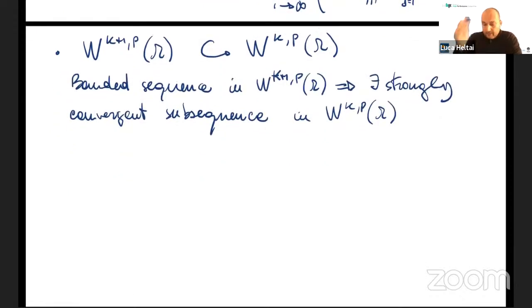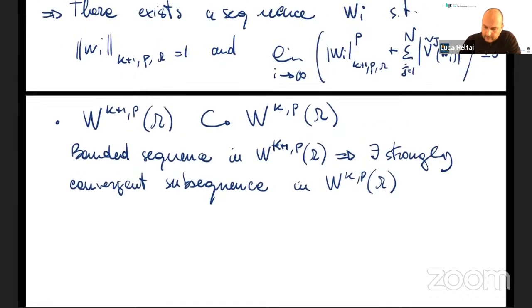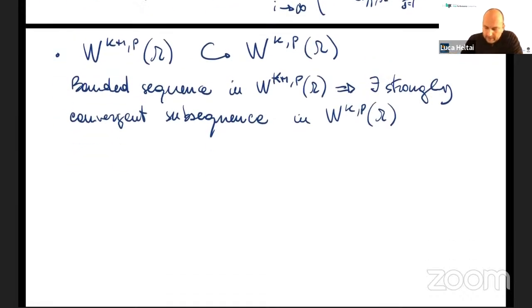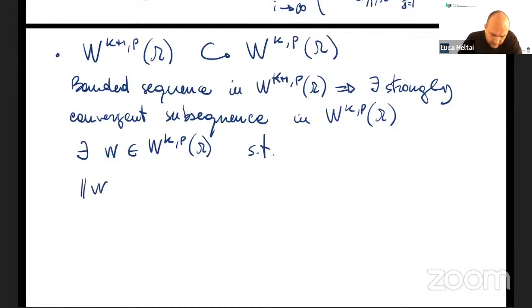Okay, so let's call the subsequence again w_i, because it's a little bit simpler. Let's not introduce several indices, otherwise things don't match. So there exists a w in W^{k,p}(Ω) such that w_i minus w goes to zero in W^{k,p}(Ω).